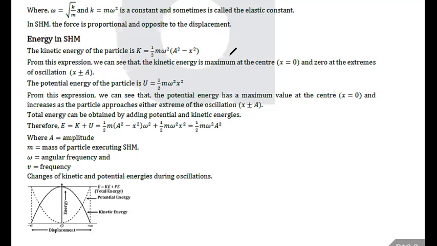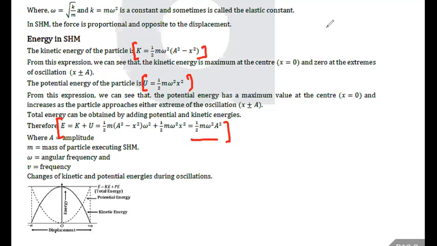So if you put the value of x and the value of v, you will get that kinetic energy is given by half m omega square bracket a square minus x square, right? And potential energy is given by half m omega square x square. If you add these two, I can say the total energy is always constant, which is half m omega square a square. So at any point of time, the sum of kinetic energy and potential energy is the same.